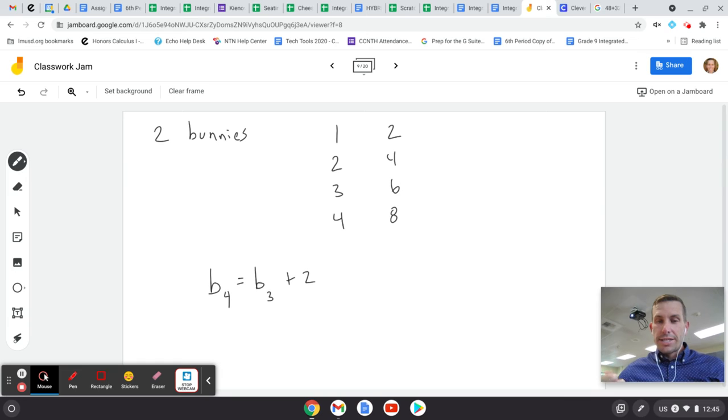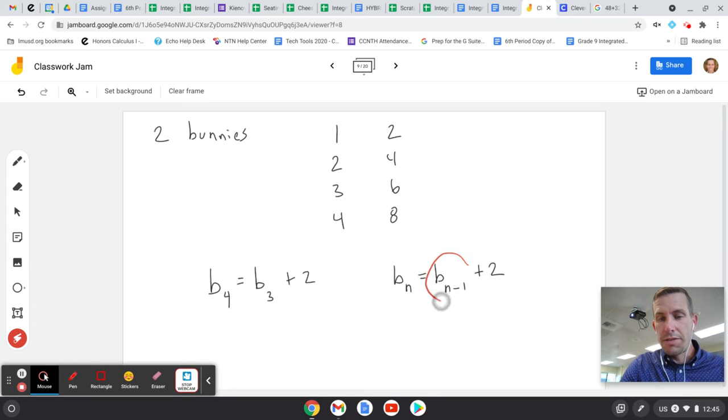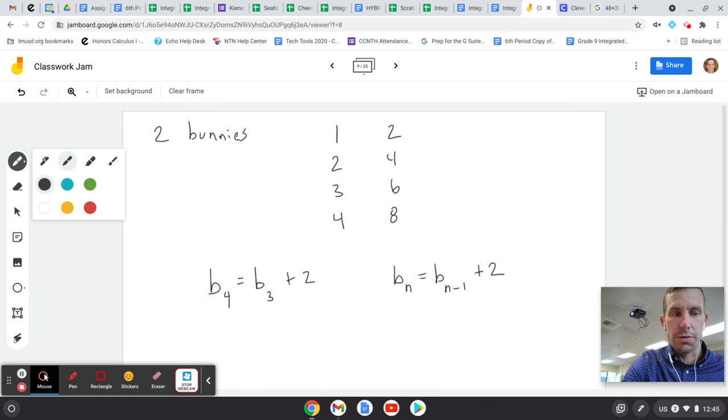Now, if you wanted to write a general formula to tell you how many bunnies there are for any month using a recursive formula, you could do that by writing b sub n, for n just represents any month, equals b sub n minus 1 plus 2. So what this says is that for any month, the number of bunnies is equal to the previous month's bunnies plus 2. So this is a recursive formula.